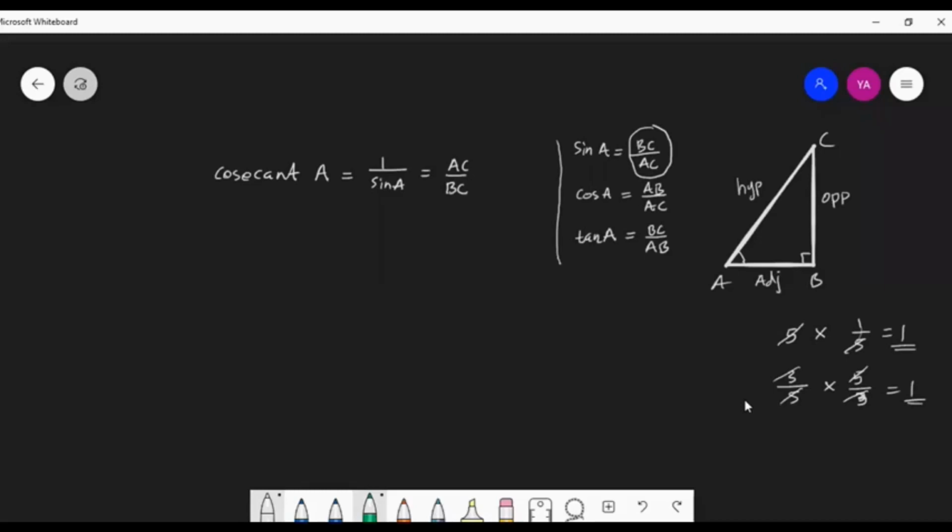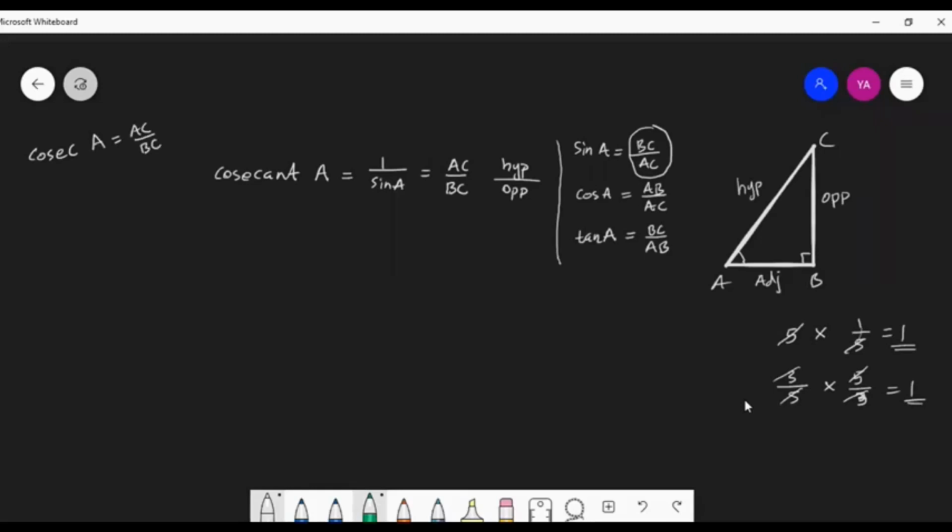So cosecant of an acute angle in a right triangle is 1 by sin A, the reciprocal of sin A. You just turn the numerator and denominator of sin A, so you get AC by BC. In other terms, it is the hypotenuse divided by the opposite side. This is called the cosecant of angle A, and in short we can call it cosec A. Cosec A is equal to AC by BC here.